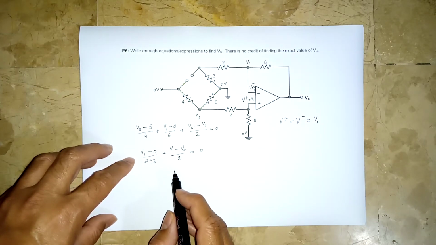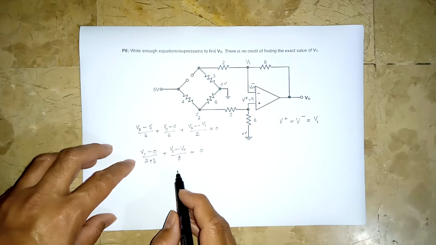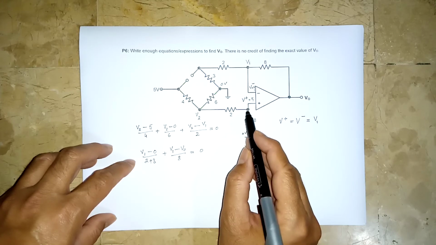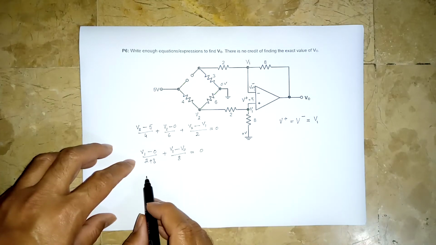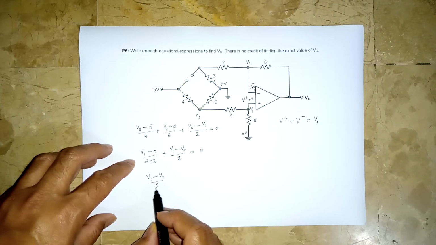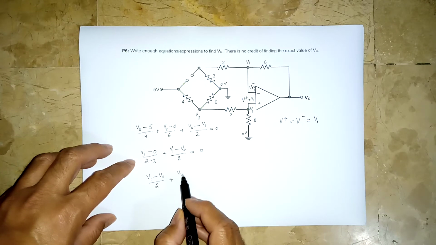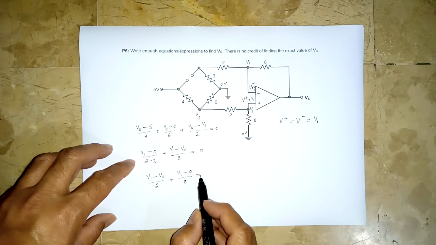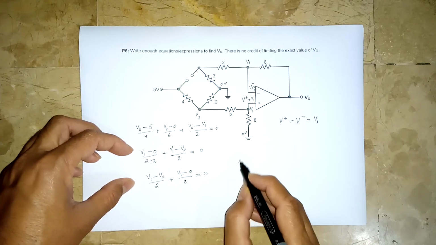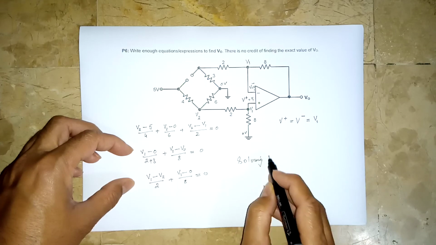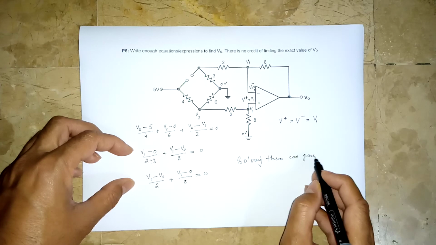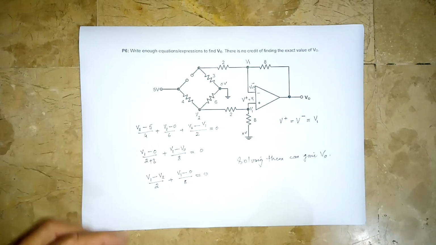So we need another equation. And from where can we come up with this equation? We can use this node. This voltage is also V1. So let us write equation here. V1 minus V2 over 2 plus V1 minus 0 over 8 equal to 0. Now these are 3 independent equations, and solving them can yield the value of VO, and that is what is required here.